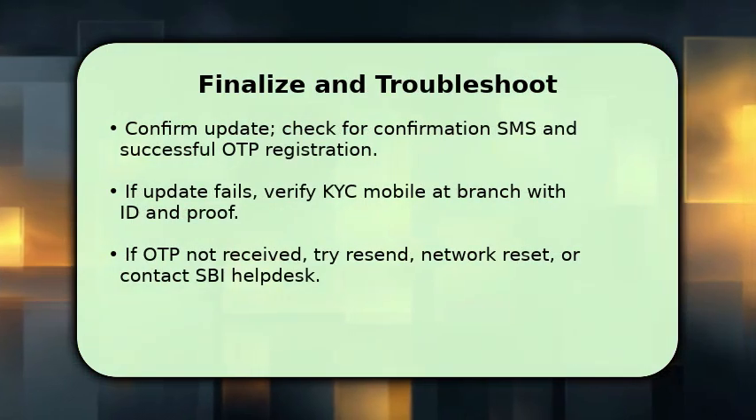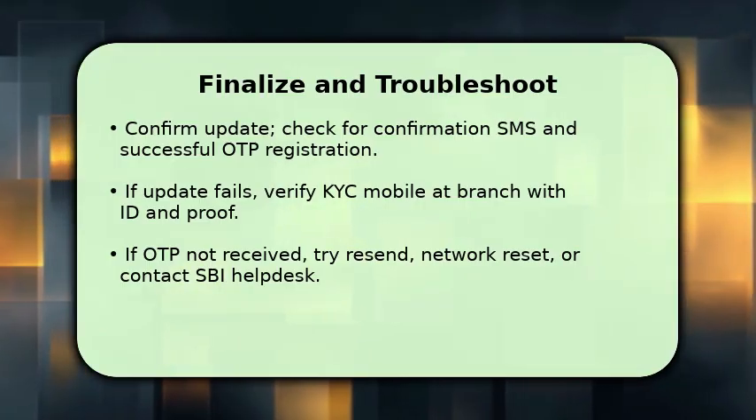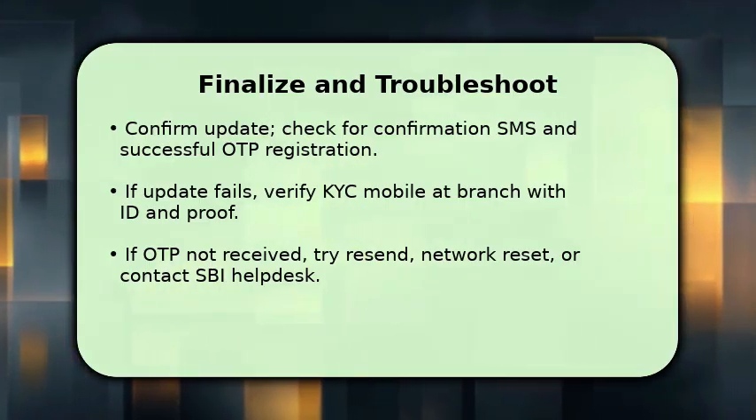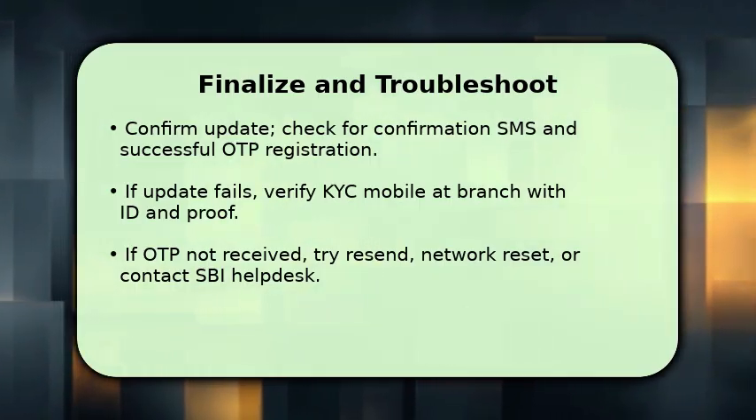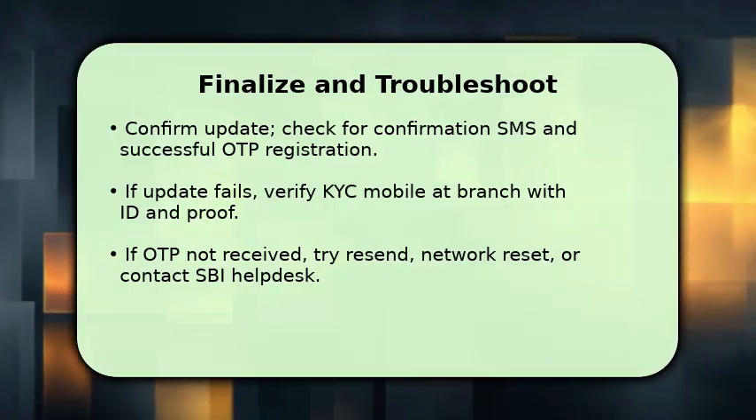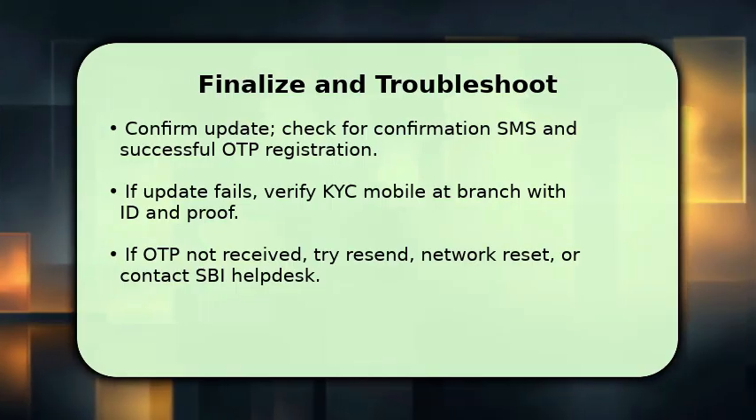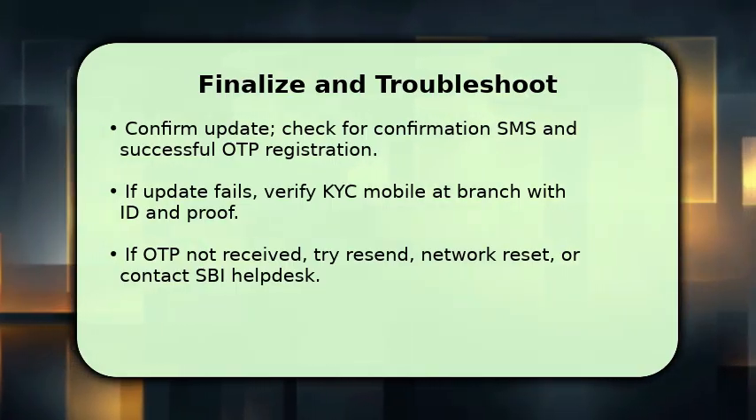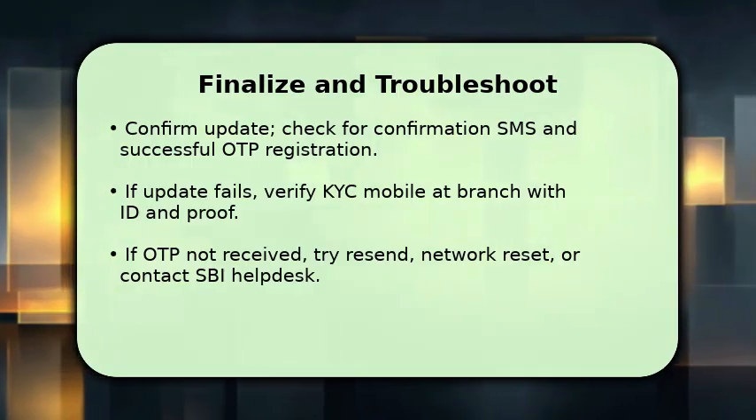You complete the process by confirming the update and waiting for the confirmation SMS. This indicates the mobile is now linked for OTPs and alerts. If the portal prompts for debit card validation, enter card details as required and finish OTP verification. If the update fails or the number is already registered elsewhere, make sure your KYC matches and visit the branch with ID and proof of mobile ownership.